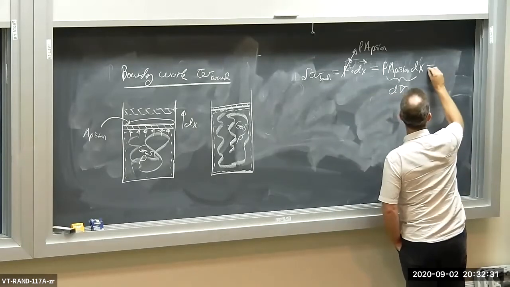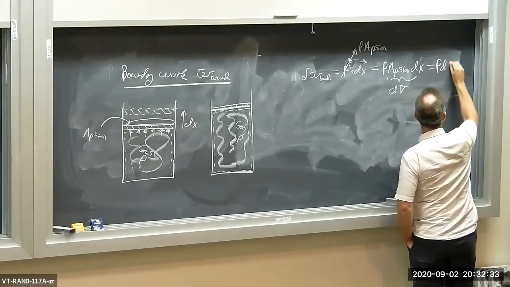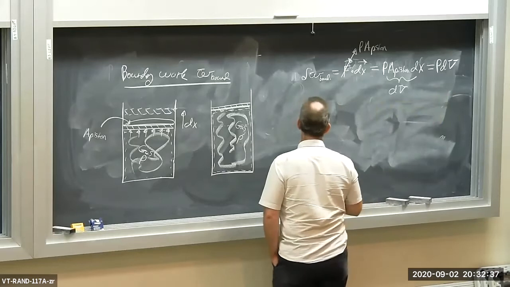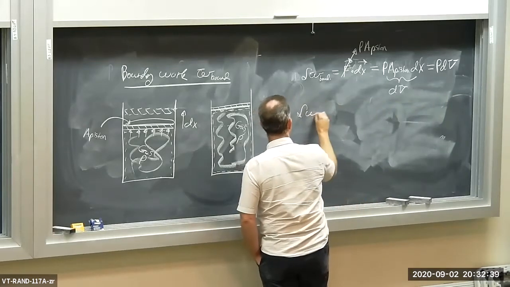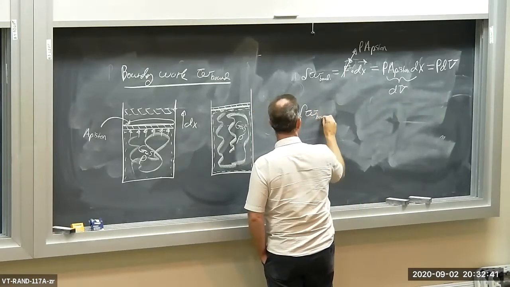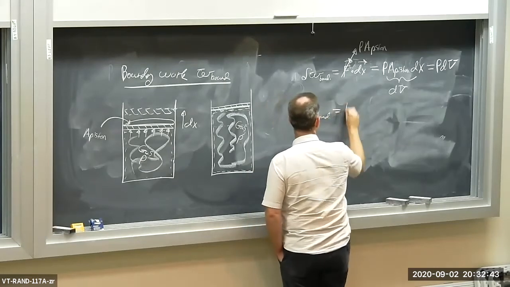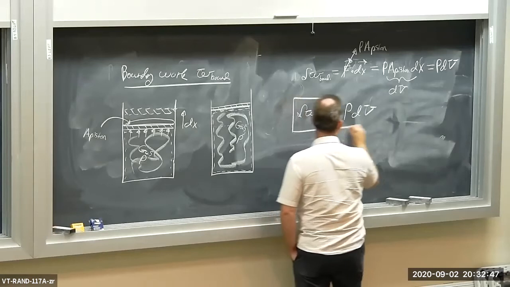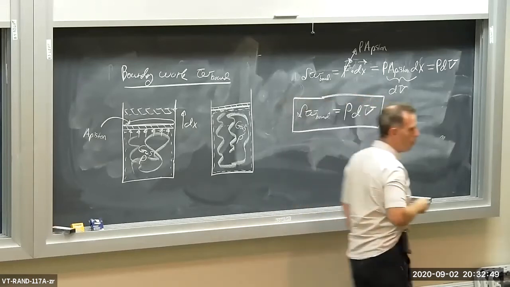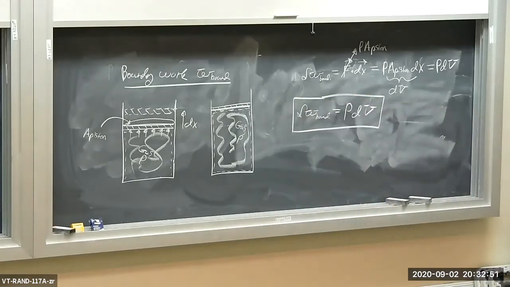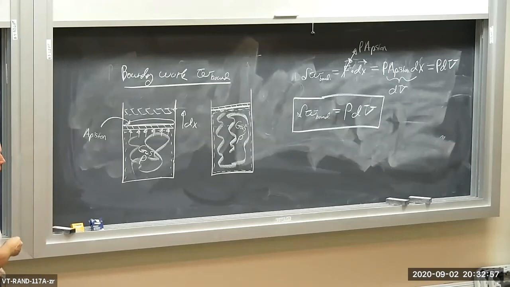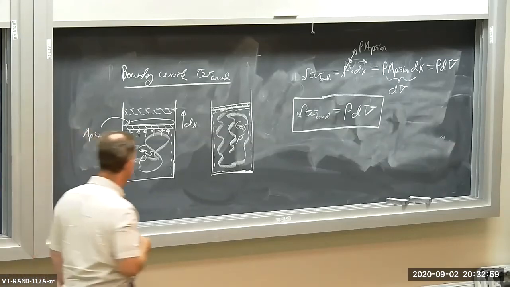So the differential boundary work is equal to pressure times the change in volume of the system. Put a box around that. That's an important equation. So that is how you calculate, at least for a differential process, boundary work.